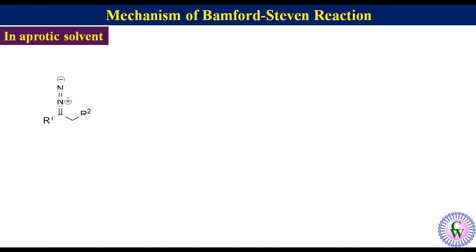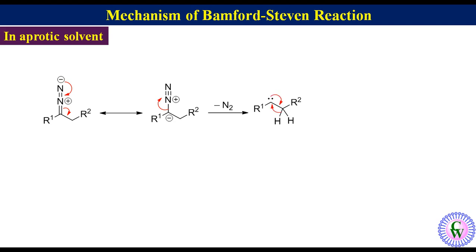Now we will discuss mechanism of Bamford-Stevens reaction in aprotic solvent. In aprotic solvent, the steps up to the formation of diazoalkane intermediate are the same as in the case of protic solvent. So we are not going to write those steps here. This is the diazoalkane intermediate. The resonating form of this can be drawn like this. Liberation of nitrogen gas will give carbene intermediate, which undergoes 1,2 hydrogen shift to produce alkene.